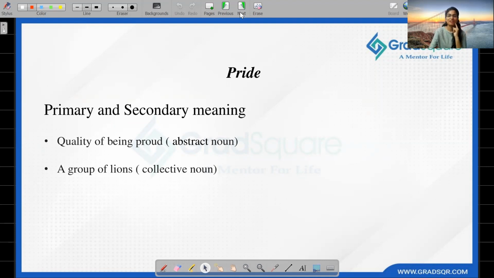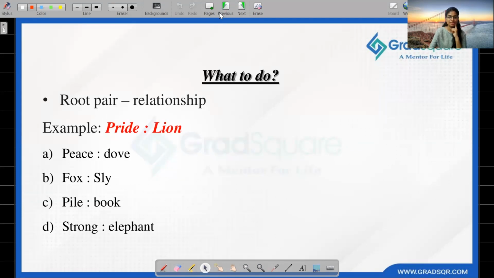Okay, so let's consider the options. Peace is to dove, fox is to sly, pile is to book, and strong is to elephant. So, fox is to sly. Fox is a noun, and sly is the quality of the fox. And the role is actually reversed here. Here we have quality first, and then comes the noun. So this is actually reversed here. So we can eliminate B option easily.